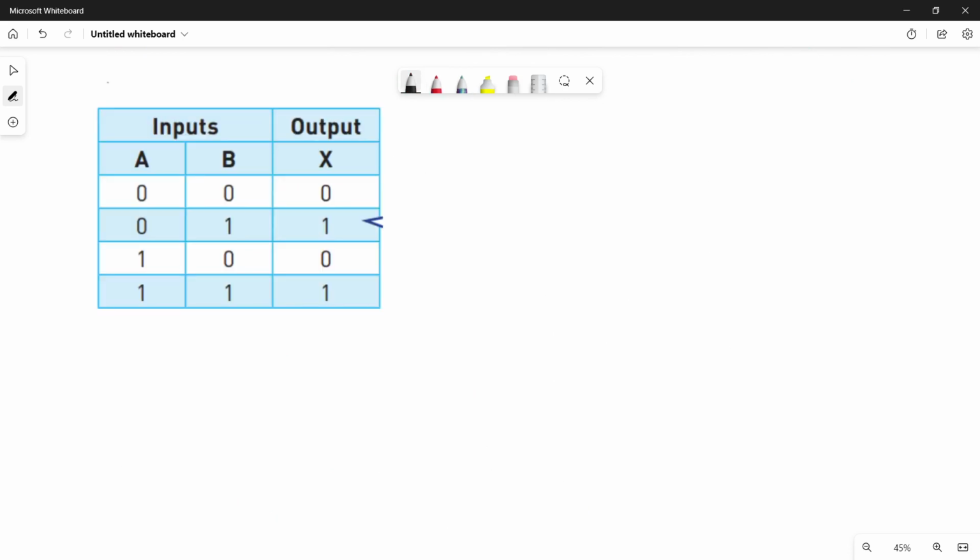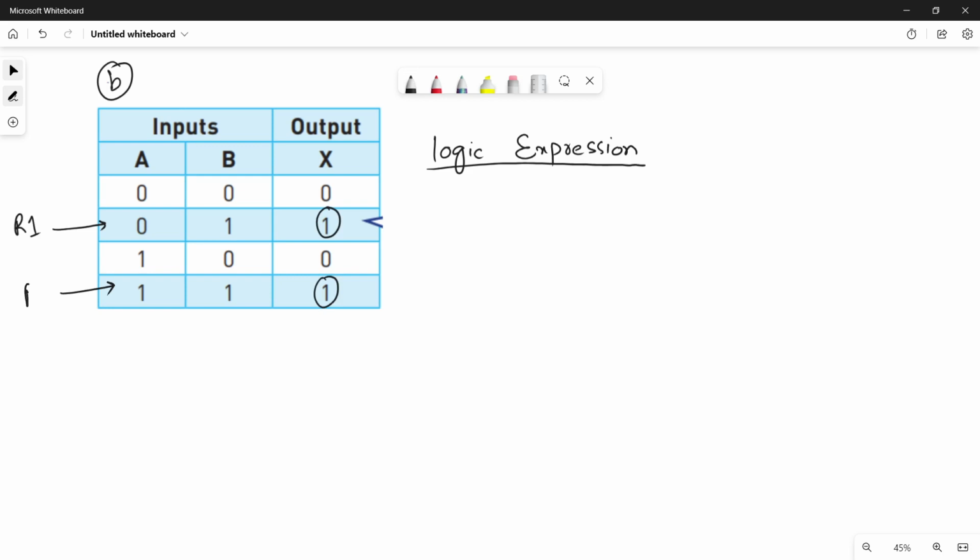Okay, so here we go. This is the second, or part B, of example number 4. Here again, first you have to make a logic expression and then the truth table. So for the logic expression, step number 1 says that you have to consider only those rows where the outputs are 1. So look at this. Here the output is 1, here the output is 1. This is going to be row 1 that we are considering. This is row 2.